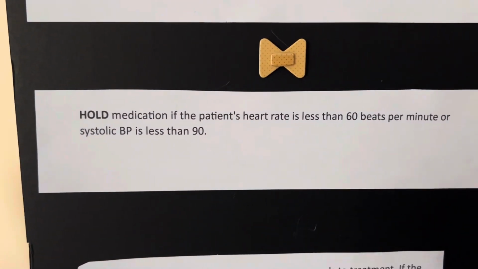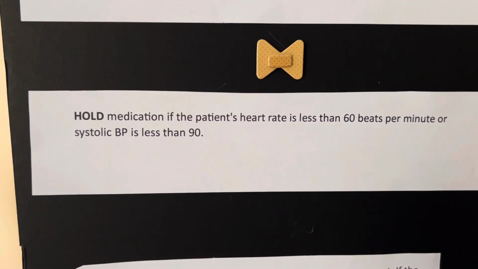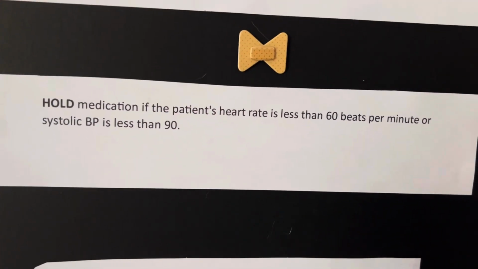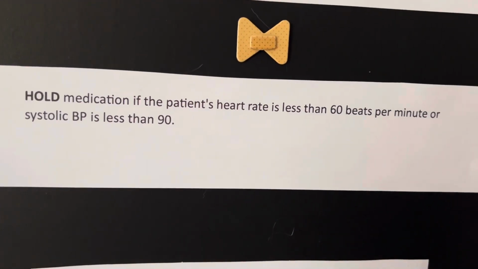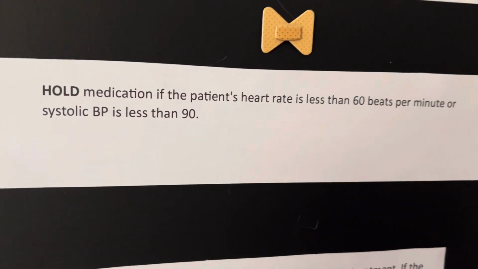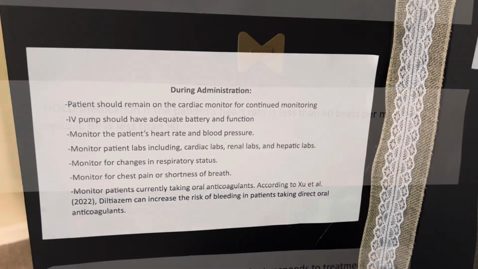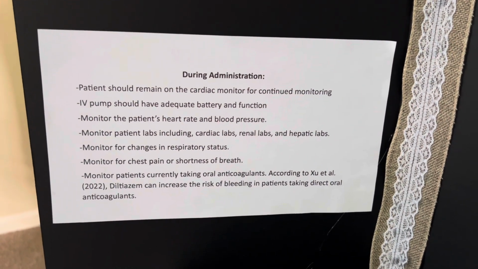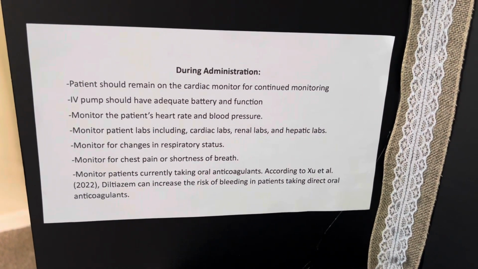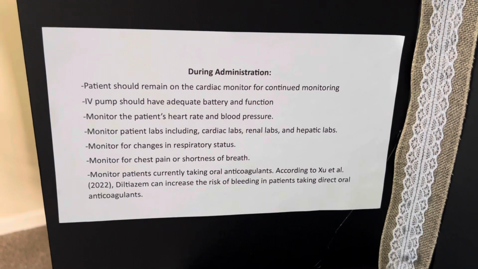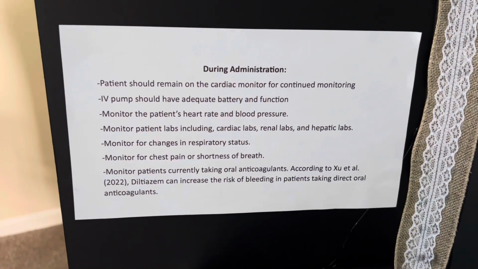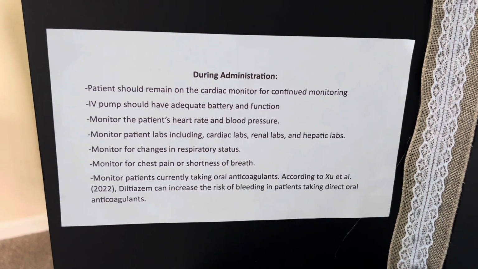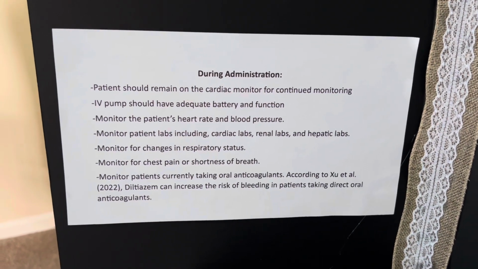Indications to hold this medication are if the patient's heart rate drops to less than 60 beats per minute, or if their blood pressure is low, such as a systolic blood pressure of less than 90. During the administration of Cardizem, there are a few things we need to keep in mind. You definitely want an IV pump that has a good battery, or make sure you plug in your IV pump before you get started. Your patient should be on a cardiac monitor for continuous monitoring.